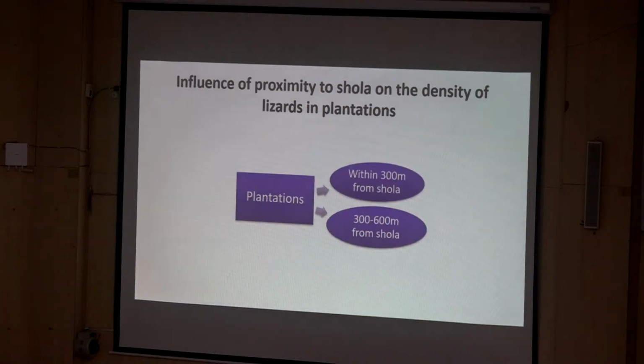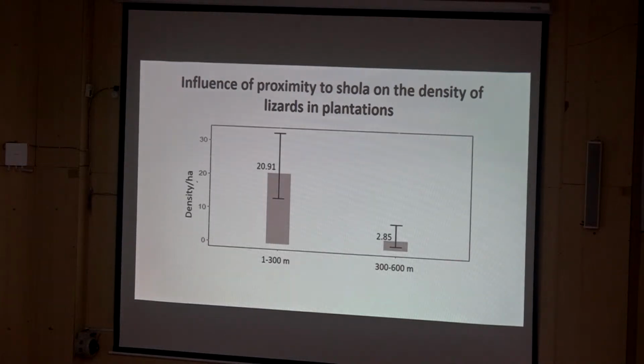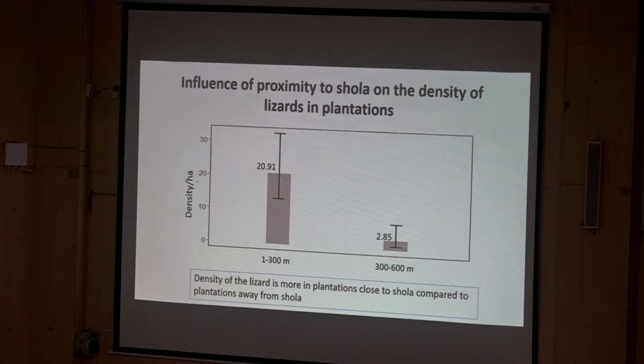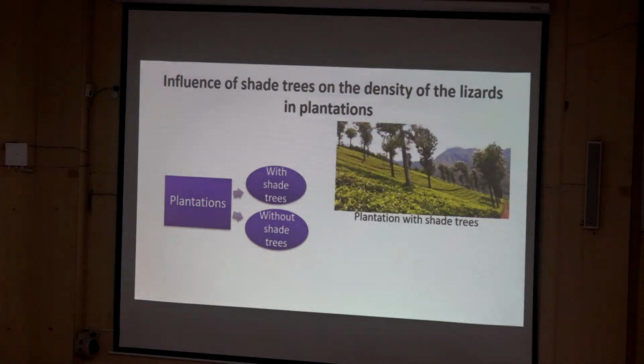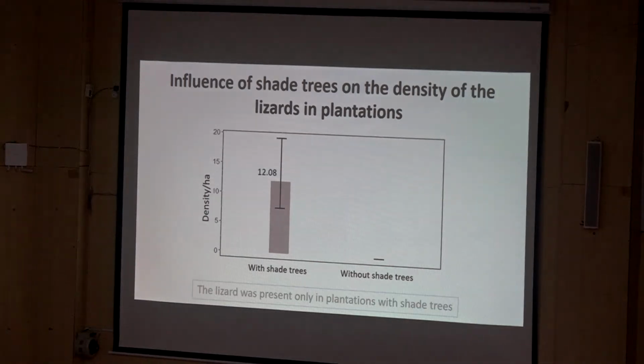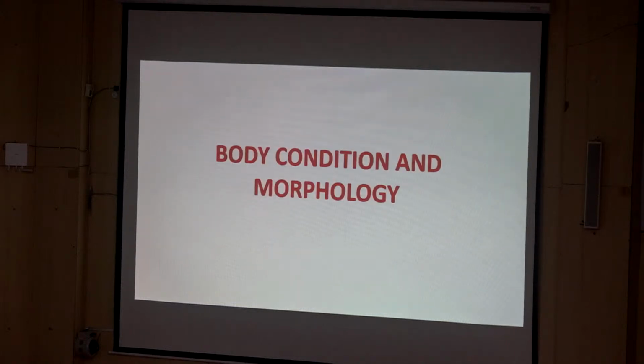We also classified plantations according to the proximity to Shola: plantations which are 15 to 300 meters from Shola and plantations which are 300 to 600 meters from Shola. And it was found that the density is influenced by the proximity to Shola, since the plantations which are close to the Shola have higher density of lizards compared to plantations which are away from the Shola. We also classified plantations based on the presence of shrubs, and it was found that the lizard was found only in plantations with shrubs. So it clearly says there is a preference for shrubs in plantations for the lizard.